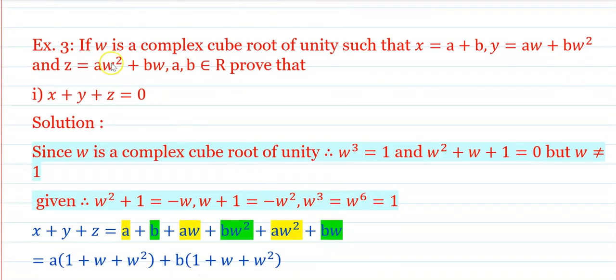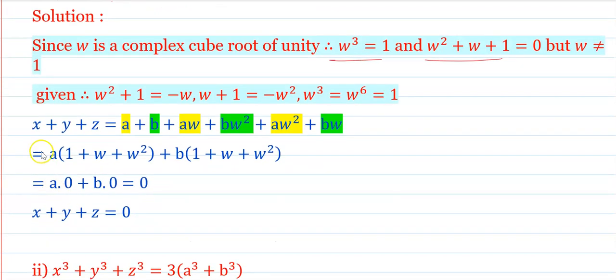Next, if omega is a complex cube root of unity such that x is equals to a plus b, y is equals to a omega plus b omega square, z is equals to a omega square plus b omega, where a, b belongs to set of real numbers, then prove that x plus y plus z is equals to 0. Easy question. Again, since omega is a complex cube root of unity, omega cube is 1, omega square plus omega plus 1 is equals to 0, omega is not equals to 1. Okay, and these are its different forms. What value do we need to find out? x plus y plus z is equals to 0.